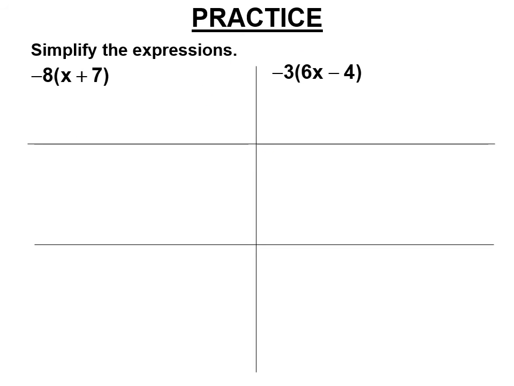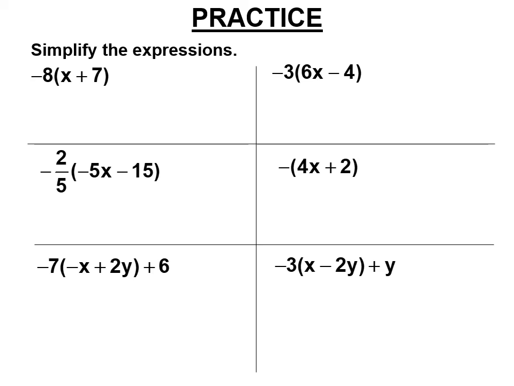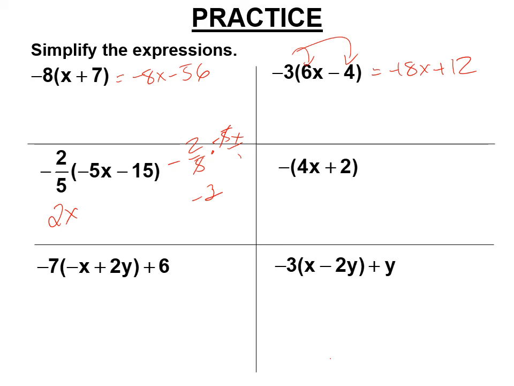All right, so let's practice. All right, this is negative 8x minus 56. This is negative 18x plus 12. Right, you have to multiply everything in there. 2/5, negative 2/5 times negative 5x. The 5's cancel. 2 negatives make a positive, and you get 2x. Negative 2/5 times negative 15. Negative times a negative is positive. Negative 2x plus 6. Distribute a negative 1 here.